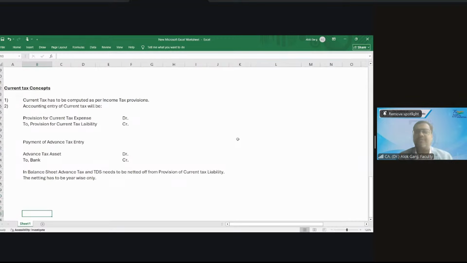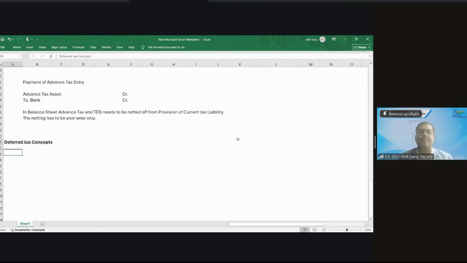Any other clarity which you want on the current tax? No, sir. Clear, sir. So the current tax concept is completely your income tax, right? Now coming to the deferred tax concept.